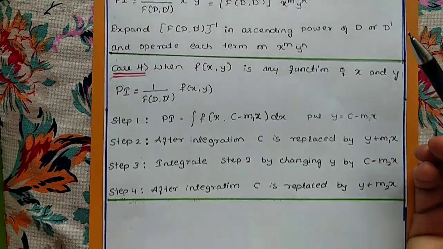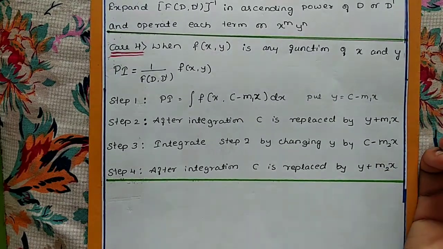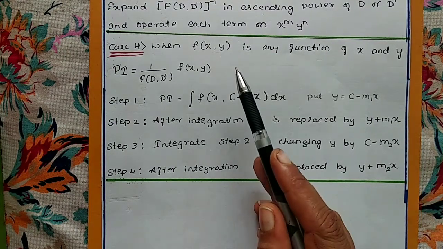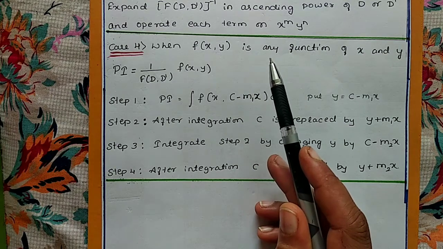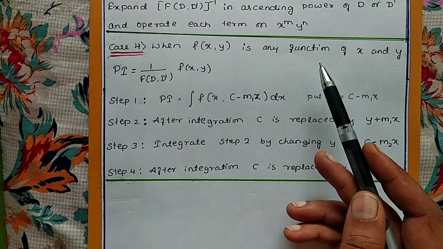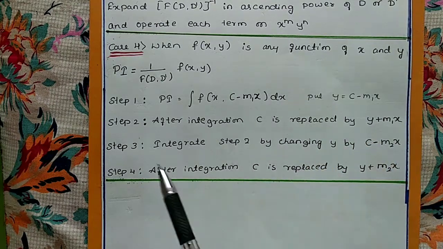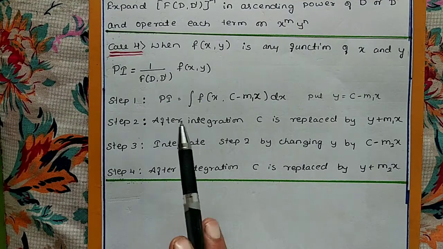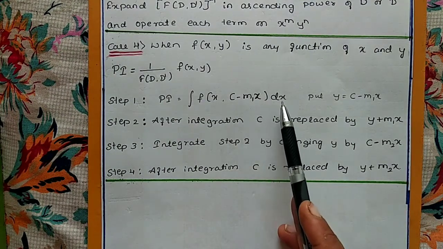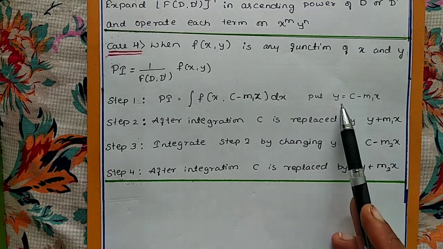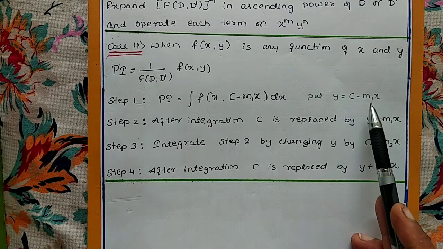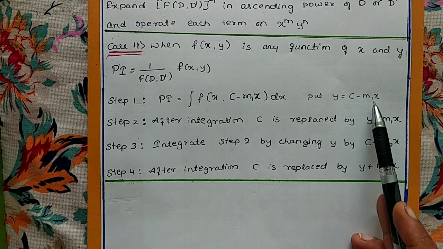Then the last case, case number 4, when f(x,y) is any function of x and y, that is, it can be used for any function. It can be used for exponential, or trigonometric, or polynomial functions. In this step, we have to find the particular integral by integrating f(x, c - m1x) with respect to x. That is, put y = c - m1x, where c is a constant and m1 is a root of the auxiliary equation.